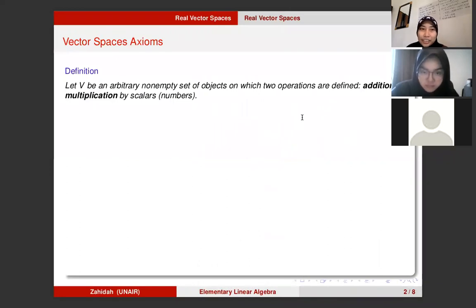Okay, this is our definition. Let V be an arbitrary non-empty set of objects with two operations. These two operations are addition and multiplication by scalar.